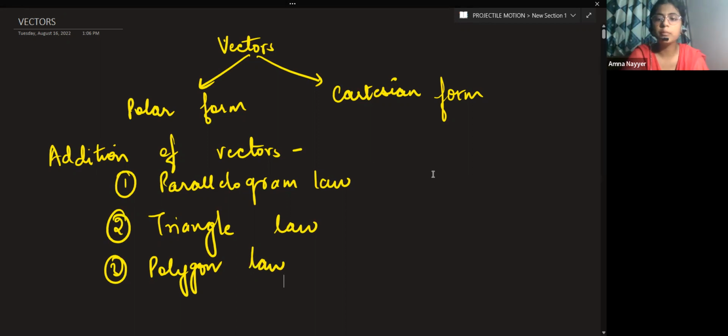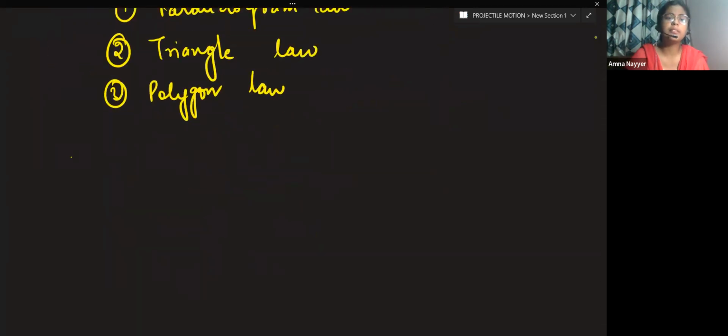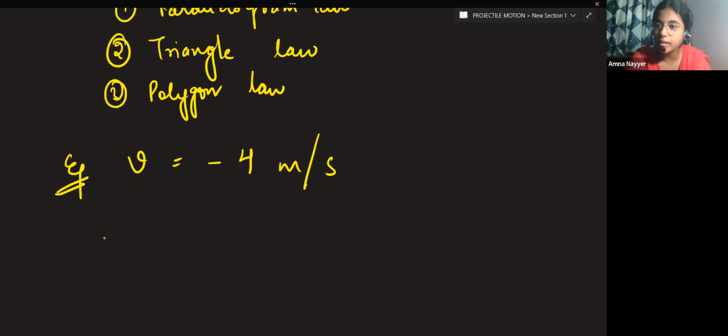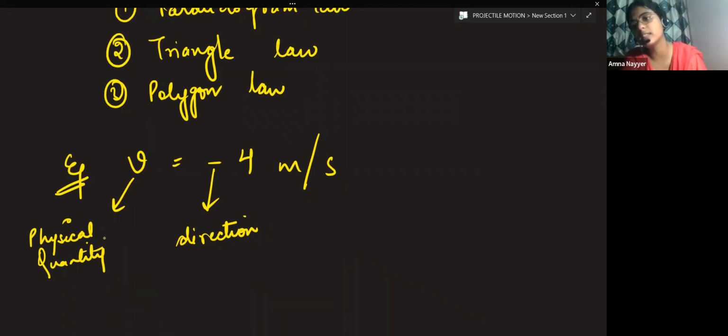Now, one more thing before you start with it. For example, if a velocity is given as -4 meter per second, fine. Here, velocity is the physical quantity. Minus is what? It is the direction. Direction we have already studied. One side we take as positive, the other as negative.